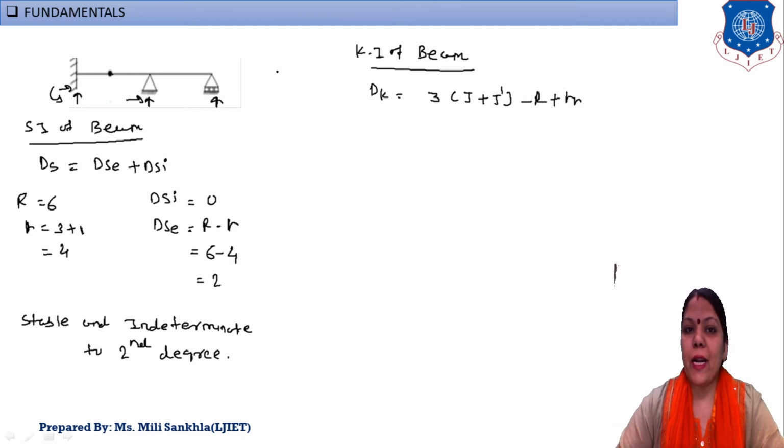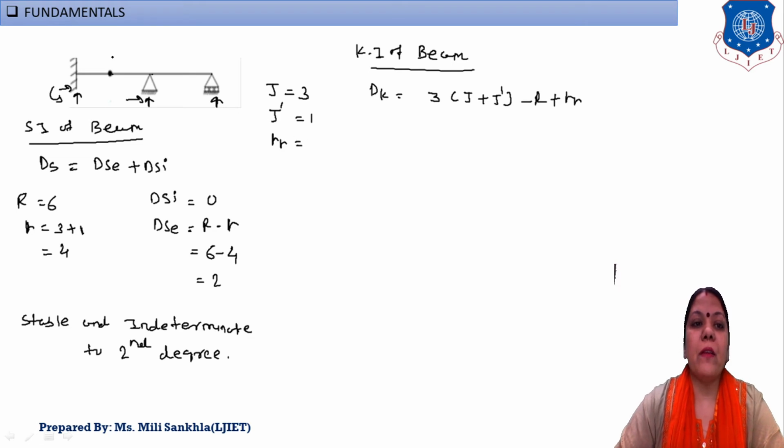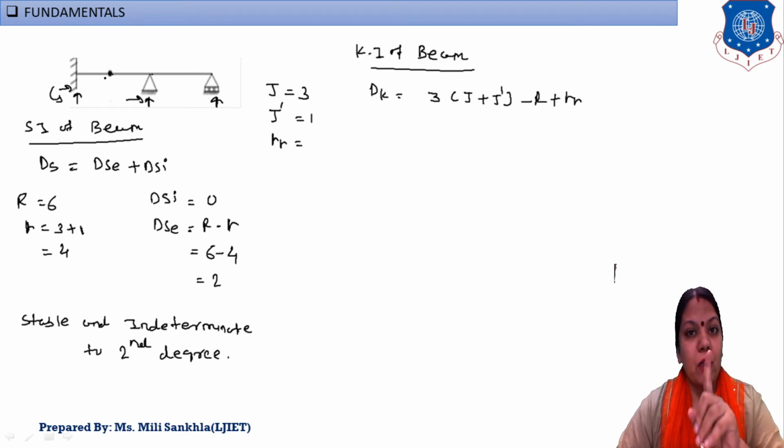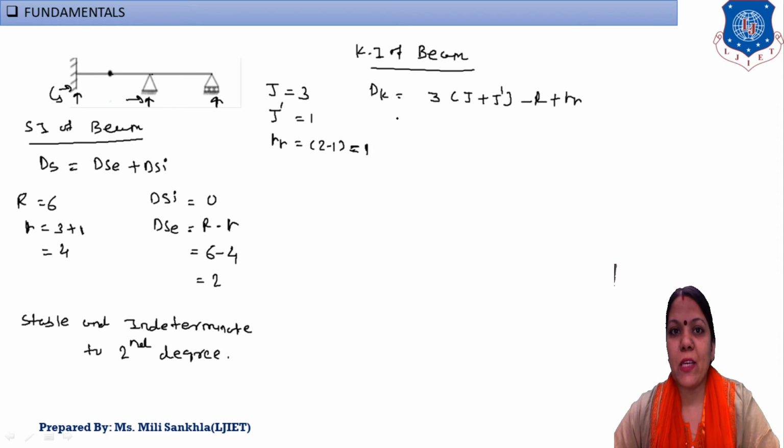Now here we write down j. J is equal to number of joints, 1, 2, 3. Write down 3. J dash is equal to number of internal hinges. Internal hinge is given, 1 only. Write down 1. And rr means number of members connected to the internal hinge minus 1. Number of members is 2, 1 and 2. So write here 2, and 2 minus 1 is equal to 1. Clear?